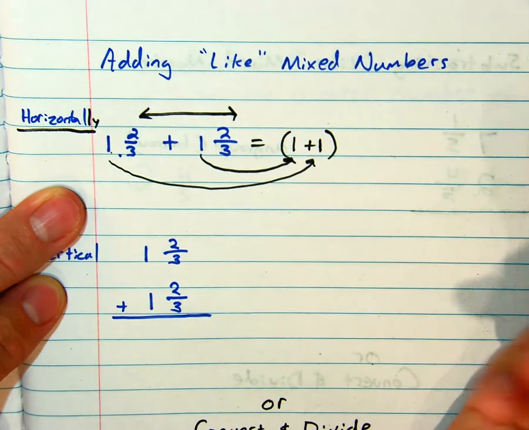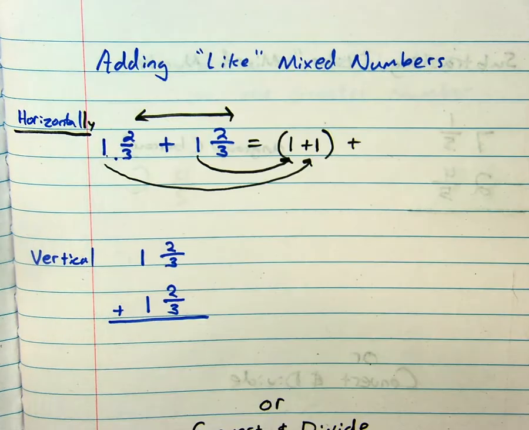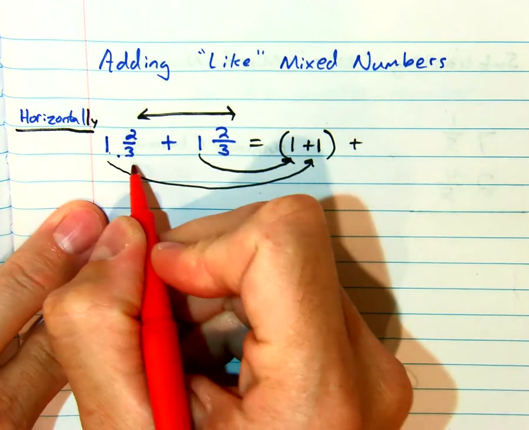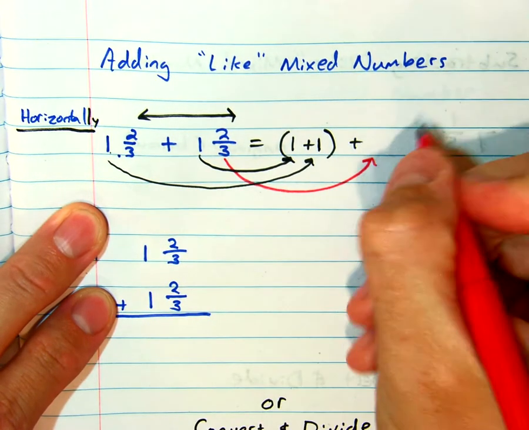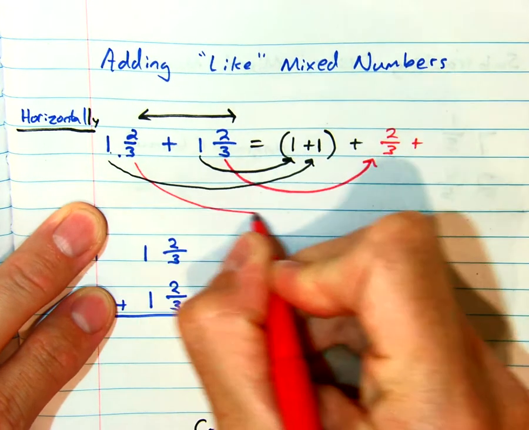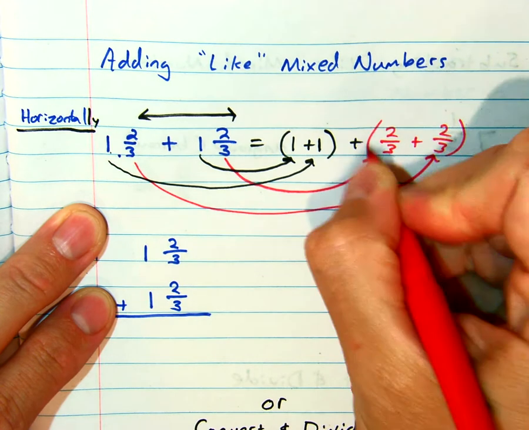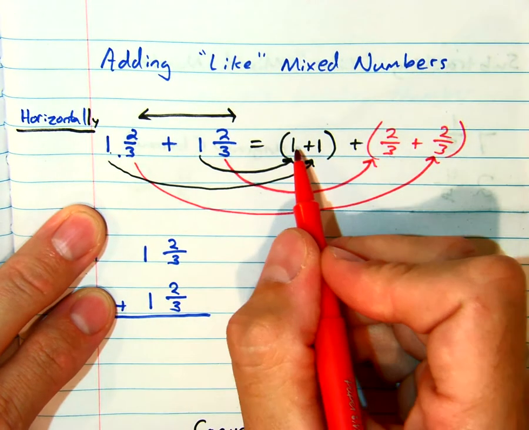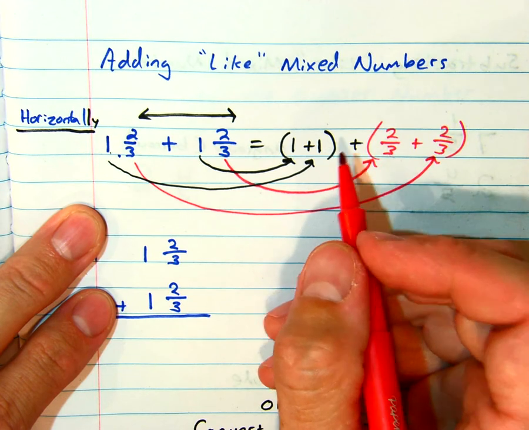Next thing we're going to do is add, and let me switch colors. We're going to take our other parts and move them over. So we're going to have 2/3 plus 2/3. Now we can add these up. 1 plus 1 is, that's right, 2.